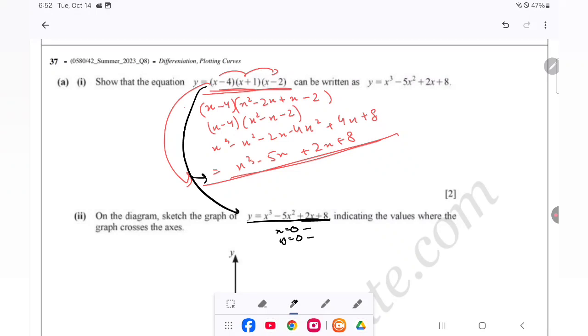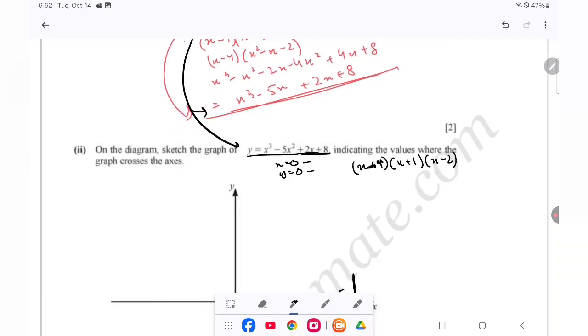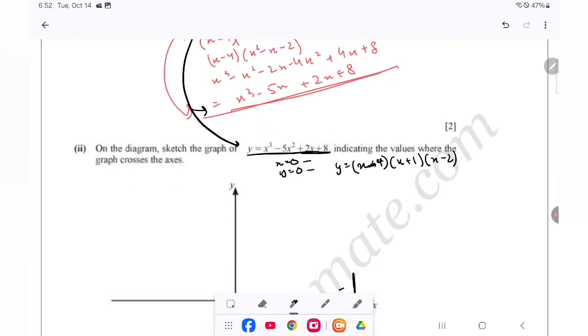As we proved in part 1, we can simply take this equation, x minus 4, x plus 1, x minus 2, equals y. First, for the x-intercept, y becomes 0. So on the x-intercept, y will give you the values of positive 4, negative 1 and positive 2.